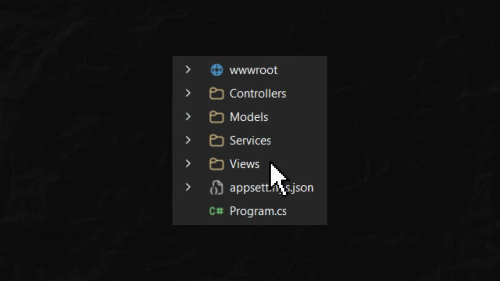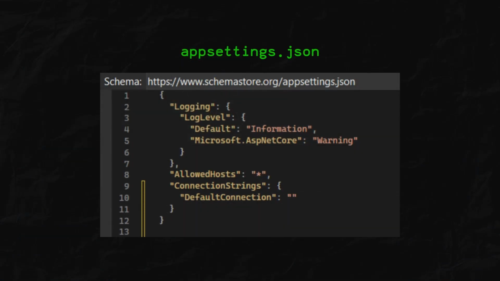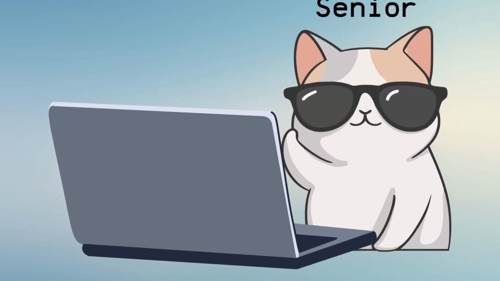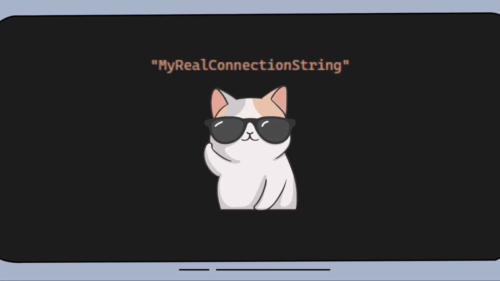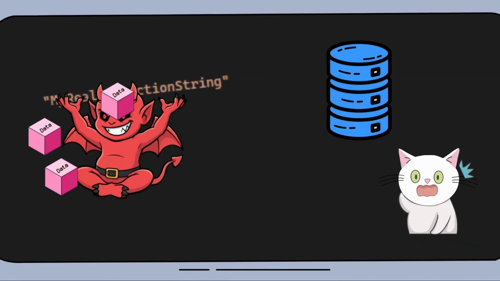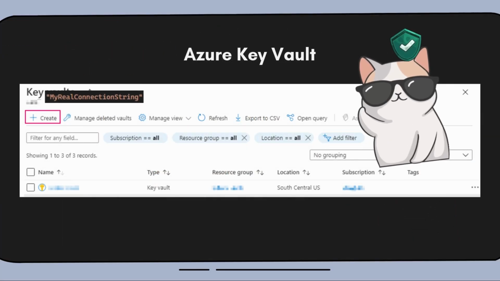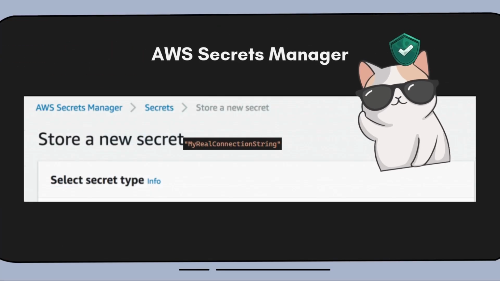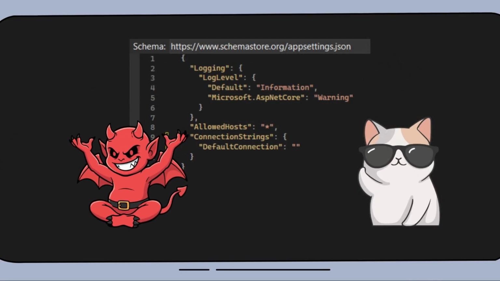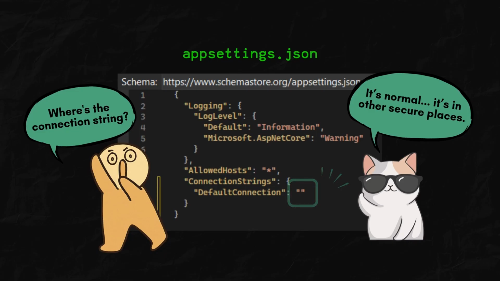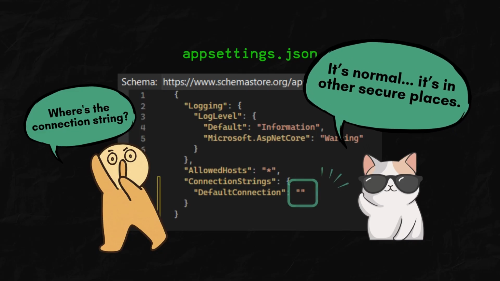Usually, developers look straight at the local configuration files, like appsettings.json. If the connection string isn't there, they panic. But here's the reality. If it's missing, it means the architecture is prioritizing security. The strings are likely stored in a cloud secret manager, like Azure Key Vault or AWS Secrets Manager. Get comfortable with how enterprise apps handle secrets, because you won't always find a plain text password in the repo.